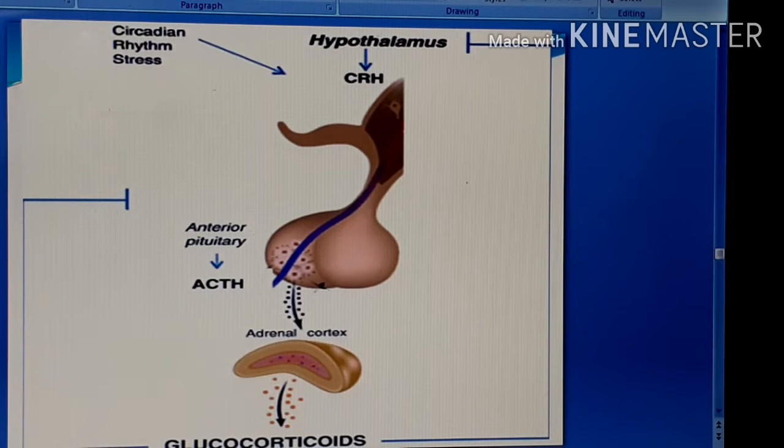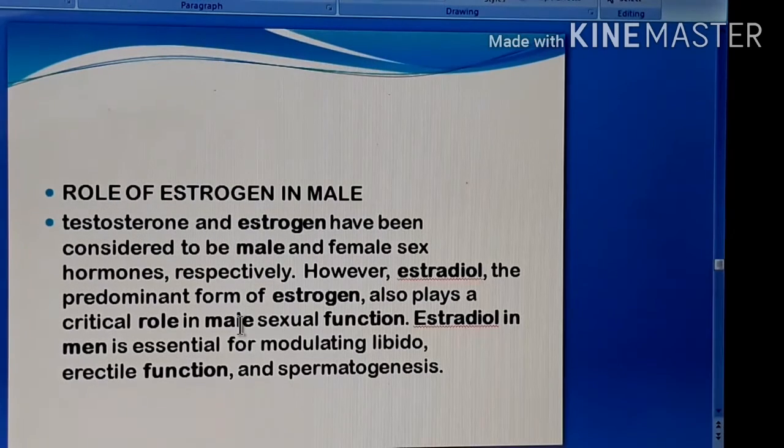Now here also you see the hypothalamus causes the release of CRH. CRH then acts on the anterior pituitary gland to secrete ACTH, and ACTH causes the release of glucocorticoids like steroidal hormones, and these hormones are secreted by the adrenal cortex in response to ACTH. So this is the release pattern, that is how the level of steroidal hormone is maintained in the blood.